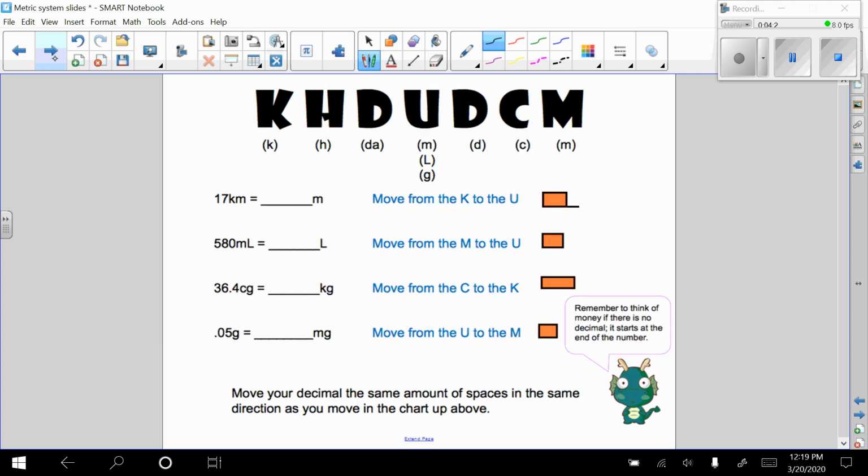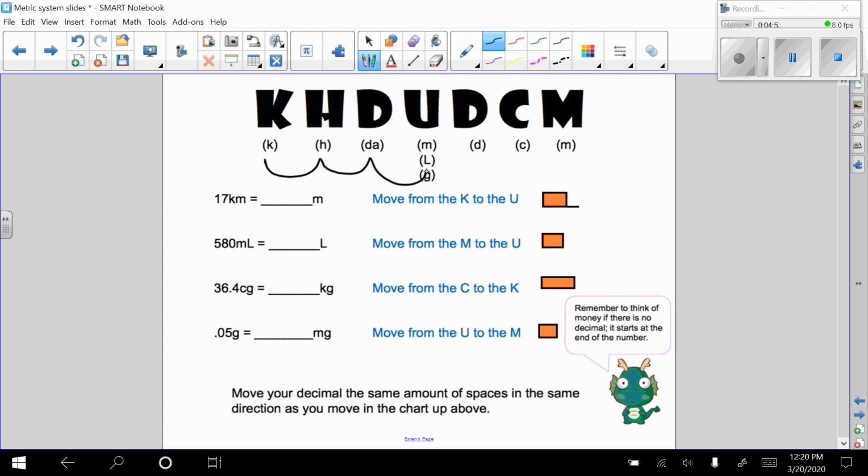So let's try to convert some. We have 17 kilometers. KM stands for kilometers. Meters is the main unit. Kilo is the abbreviation for the beginning. So if we go from kilometers to meters, how many spots do we have to move? Well, if you put your pencil on the K and you count, I went 1, 2, 3. That means my decimal point is going to move 3 spots to the right. Remember, if you don't have a decimal point, think of it as money. The decimal point's at the end.